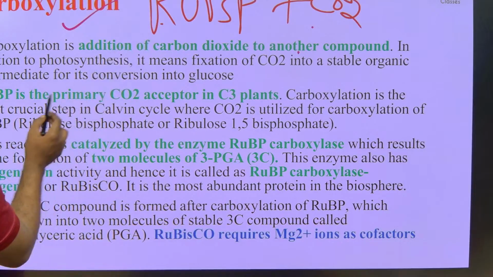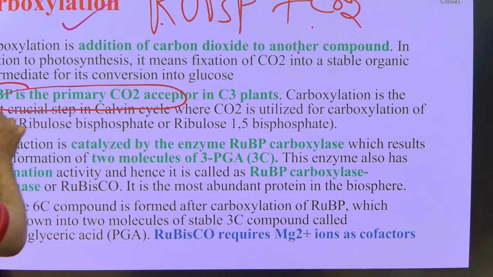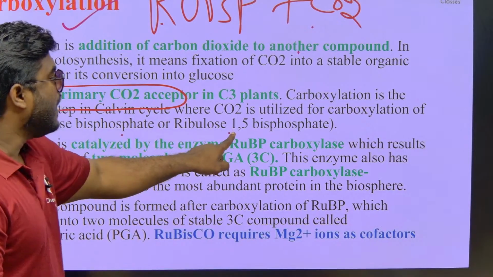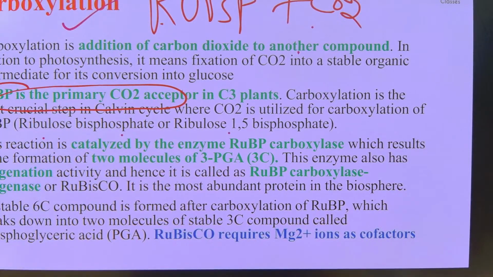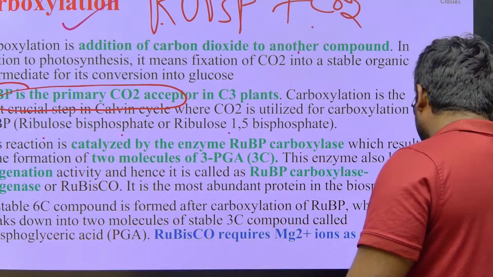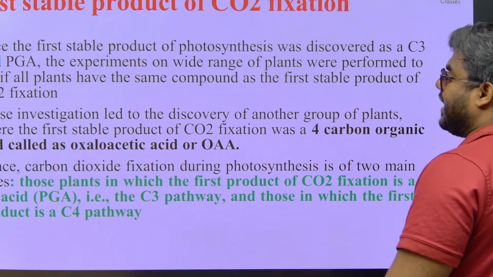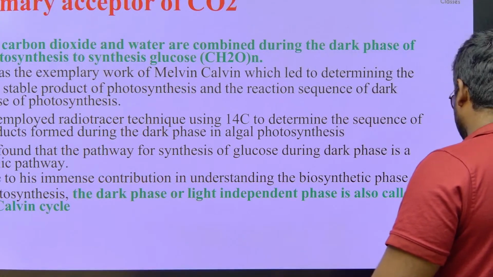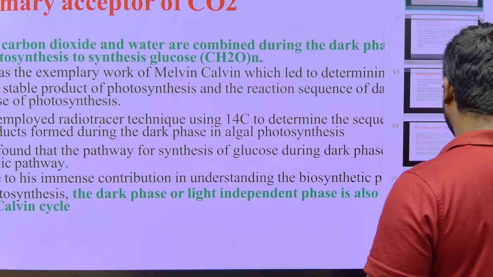And who is the acceptor? RuBP is the primary acceptor. Full form of RuBP: ribulose bisphosphate, or ribulose 1,5-bisphosphate. Correct? Now friends, this is so easy. You understand it till here without having any confusion. Now the real confusion comes here.